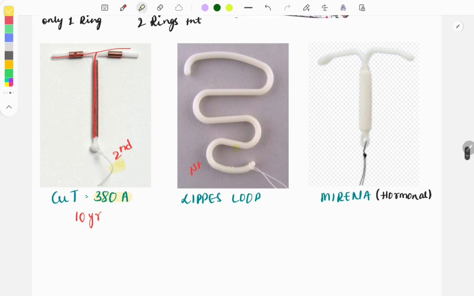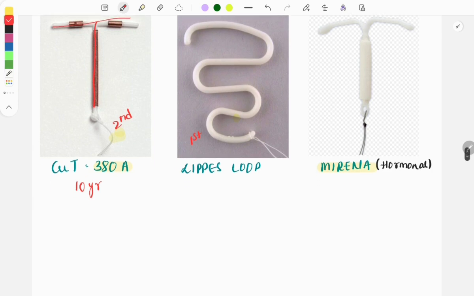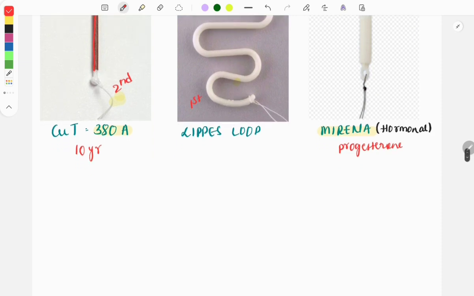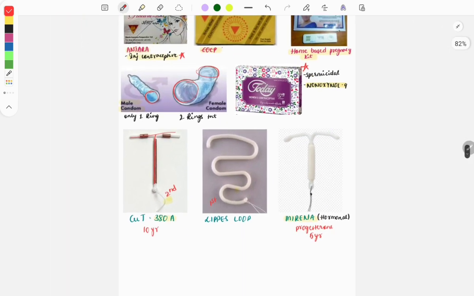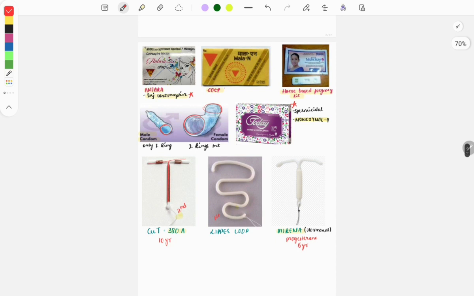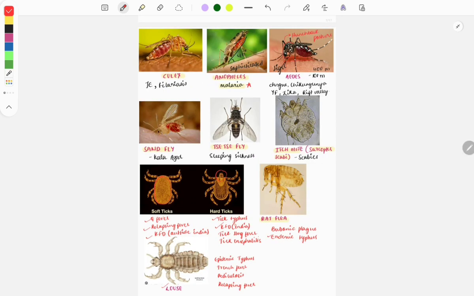And the next one is the Mirena, and it is a hormonal IUD. It contains the hormone progesterone. So questions are asked on its shelf life, which is 5 years, and questions are also asked on how much hormone is released per day. So this was a short video covering some important topics from contraceptives and vector-borne diseases.